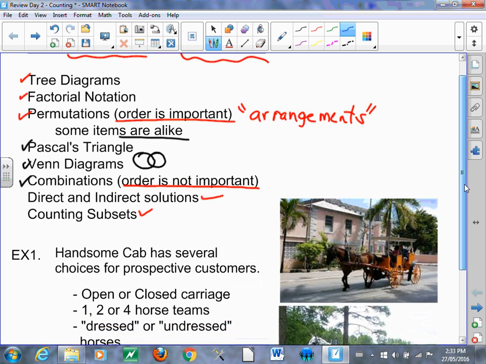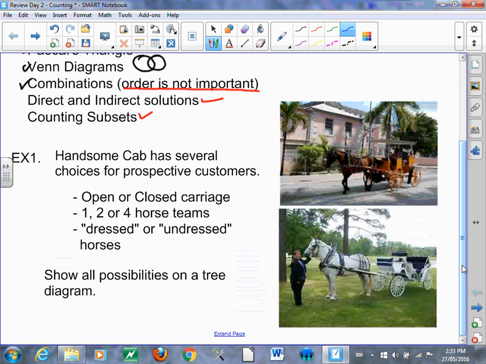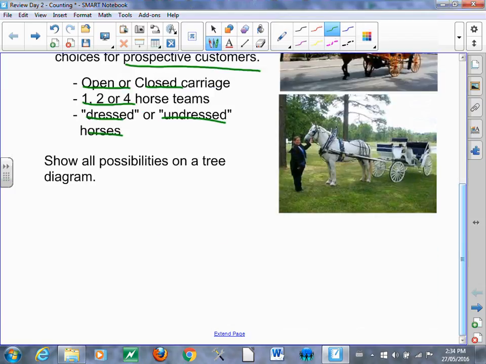All right, so let's take a look at example 1 from today's lesson. The handsome cab has several choices for prospective customers. You could have an open or closed carriage. You could have a 1, 2, or 4 horse team, and you could have dressed up or undressed horses. Let's show all possibilities in a tree diagram. Remember, when we do our tree diagram, we start in the middle. The first choice we will do is the carriage, so either the carriage is going to be open or it's going to be closed.